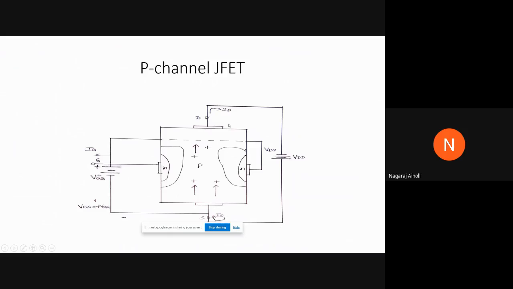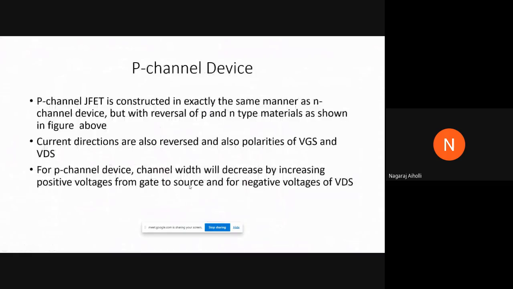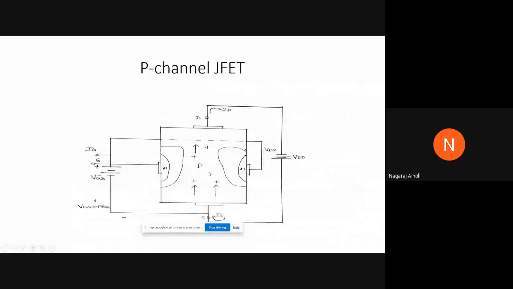So that is how the current ID flows, that is, due to the holes in the P-channel JFET. So this is the working of the P-channel JFET. P-channel JFET is constructed in exactly the same manner as the N-channel device, but with reversal of P and N type materials. That is, in the N-channel JFET, the channel is N, whereas in the P-channel JFET, the channel is P, and on either side it is N layer.